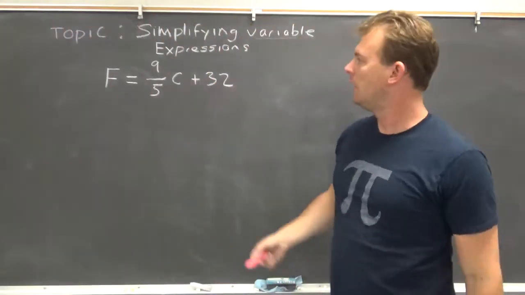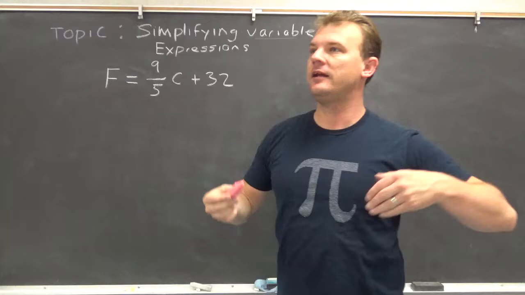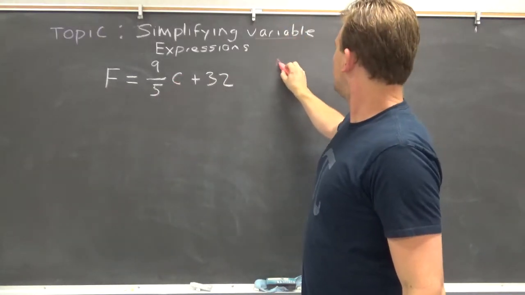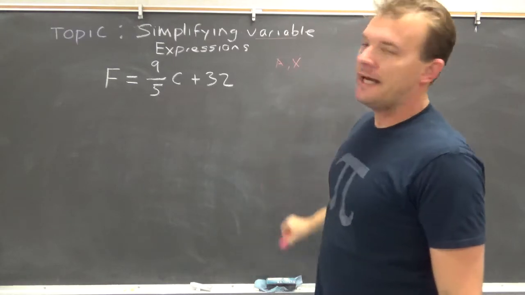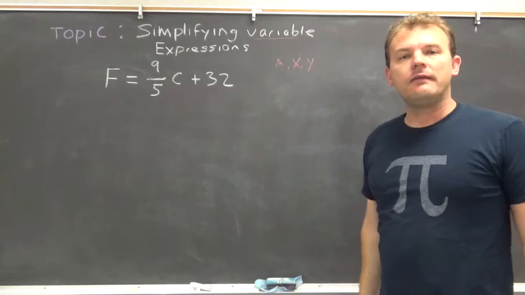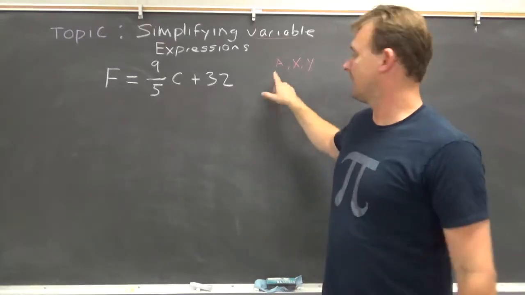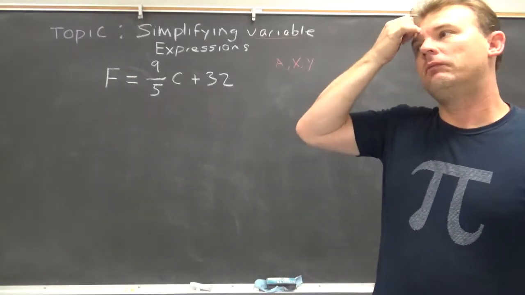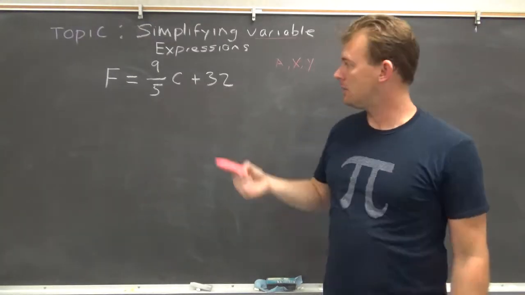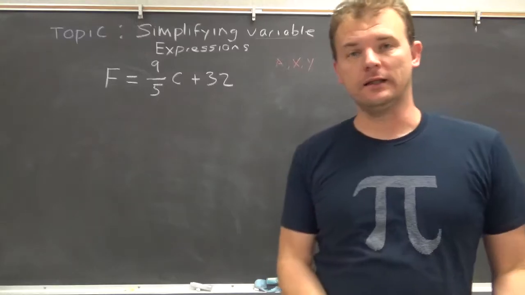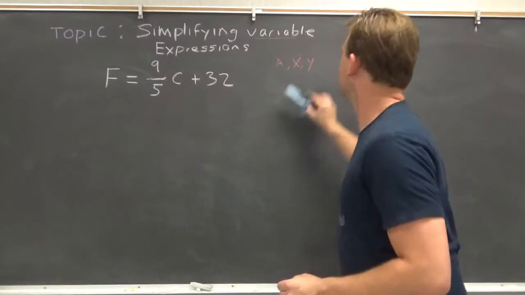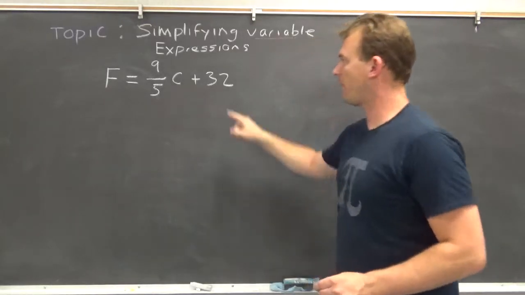So let's go into simplifying variable expressions. Variable means that you have some kind of letter. Usually in math it's X, sometimes it's Y, and sometimes you can get a different letter like A. And really, you're just trying to plug in numbers to get some kind of answer. So let's look at this formula here.